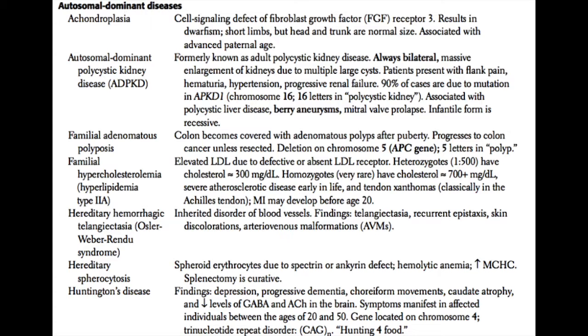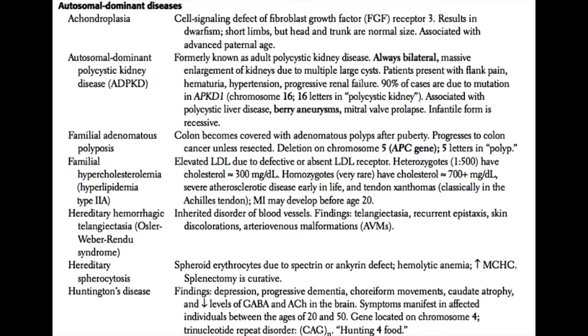So we're going to go through a list of autosomal dominant diseases. All these diseases I'm going to mention now are passed down autosomal dominant. First one is achondroplasia, also known as dwarfism. It's caused by a gain of function in fibroblast growth factor receptor number 3. It's also associated with having a father that's old when he fertilizes the egg. The next one is adult polycystic kidney disease, also known as autosomal dominant polycystic kidney disease. It causes bilateral massive polycystic kidneys.